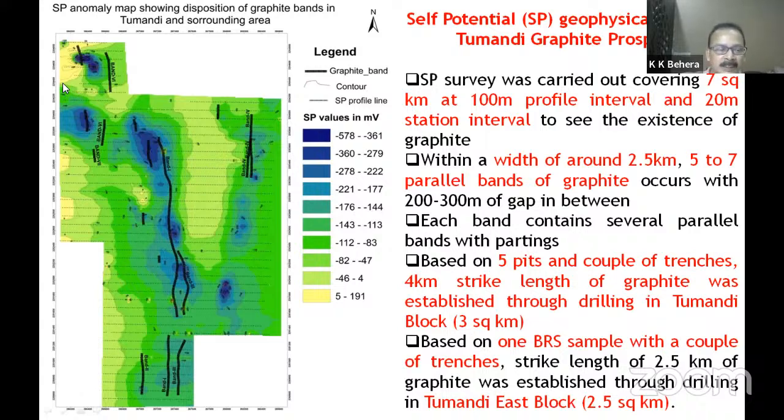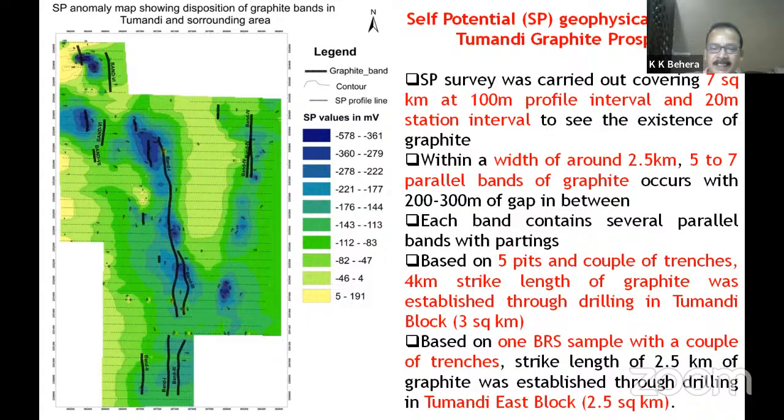So if we understand this area, the total width is around 2.5 kilometer. If we see the bands within a width of 2.5 kilometer, there are 5 to 6 bands. Those are parallel or subparallel. And in between, we have a gap of around 200 to 300 meter interval. And each band contains several parallel, subparallel bands with pinching.